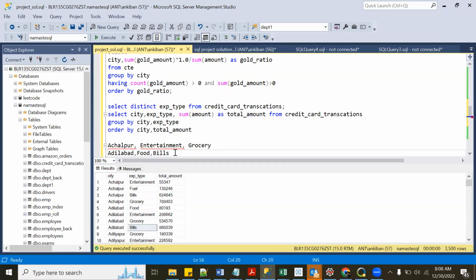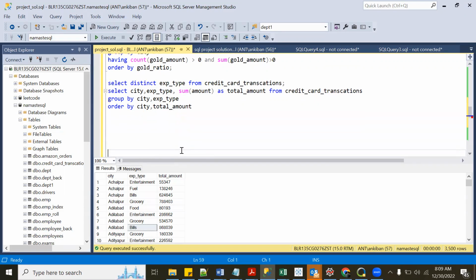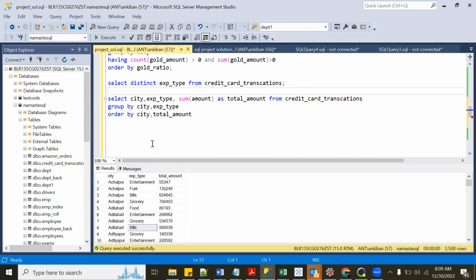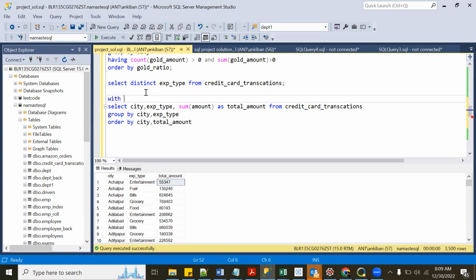Okay, great. So let's move on to the solution. What we need? Definitely we need the aggregation at city and expense type, which we have done already from this. So let me keep this down. This is done. First step is done, that we have at city and expense type, what is the total amount. So let me put this as a city.